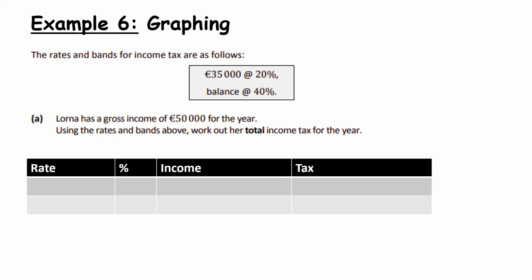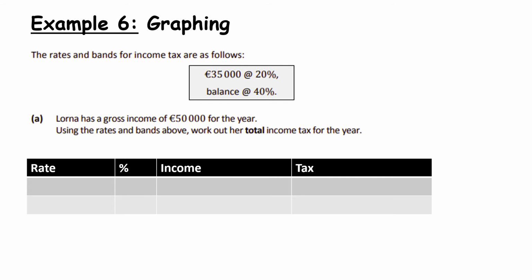Example 6, graphing. So an income tax question has been asked on the Junior Certificate paper, where we were also asked to create a graph. Let's look at this question. The rates and bands for income tax are as follows. We have 35,000 euro at 20%, and the balance at 40%.